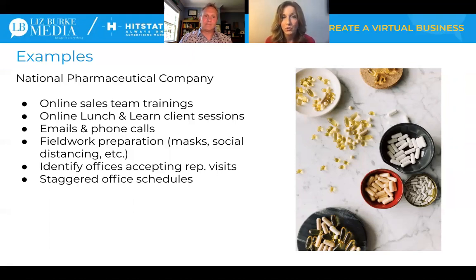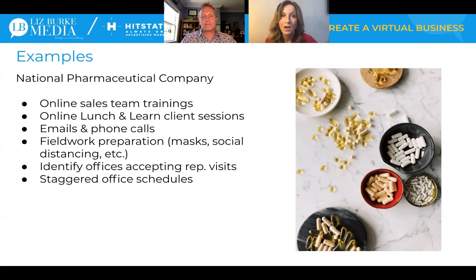They are holding online lunch and learns. So they will buy lunch for a doctor's office, and then go online with that doctor and talk about their medical product that way. They've amped up their emails, their phone calls, and really preparing for going back in the field and what that will look like in terms of the equipment that they need, masks being shipped to various homes. And some of the states in the country have opened already, so they are re-entering. They're using all of that equipment that's necessary, and they're calling offices ahead of time, not just visiting these offices as they did in the past.